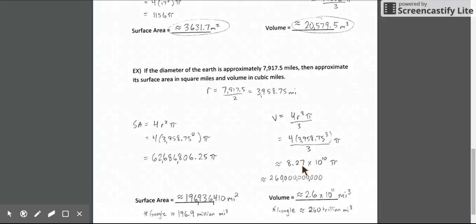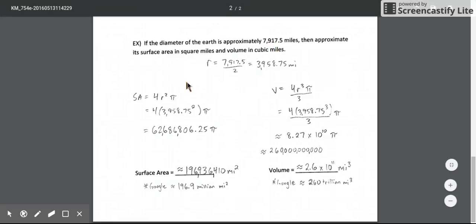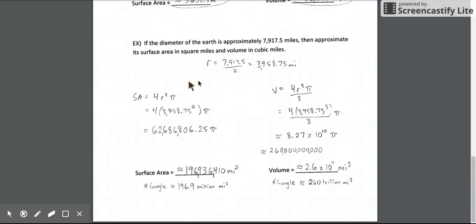Let's try out an application. Let's think about the Earth. The Earth is nearly a sphere. We're going to call it a sphere so we can approximate it. The diameter of the Earth is approximately 7,917.5 miles. And there are a variety of other values that are very similar, depending on your resource. We're going to use that number. And we're going to approximate the surface area in miles and the volume in cubic miles.